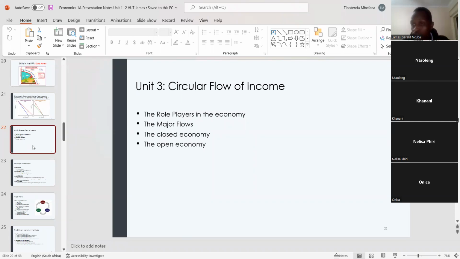Now for the next 20 or so minutes, I want to talk about the second model of economics, which is the circular flow of income. Then after the circular flow of income, we're going to do some questions for these units. Right? So the circular flow of income, right, is basically another model that tries to explain how an economy functions, right? Trying to explain how an economy is functioning.